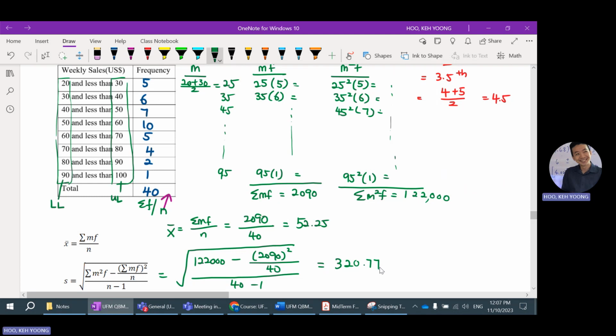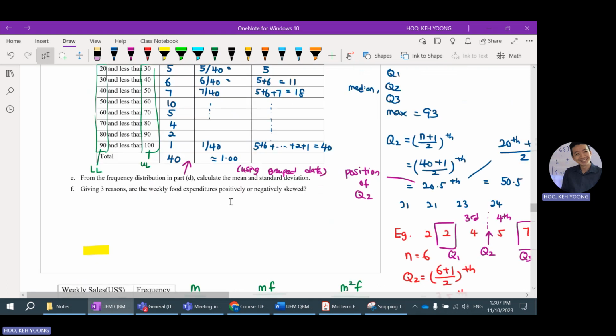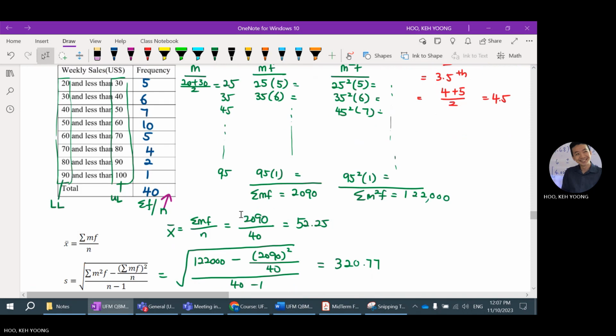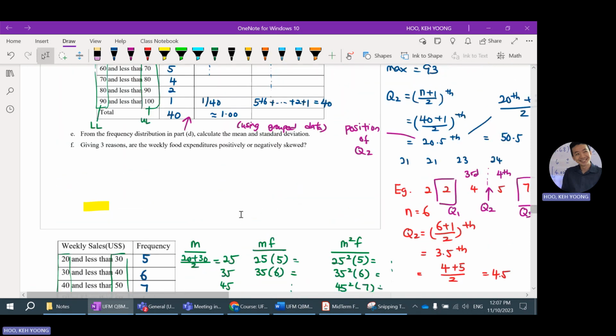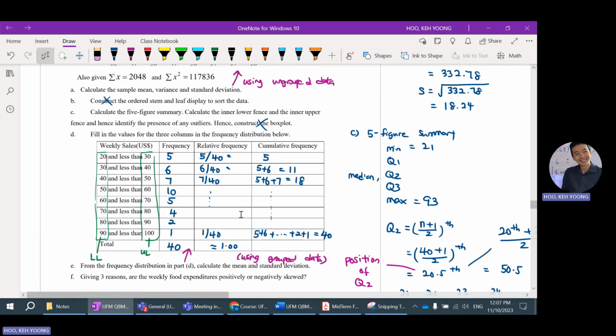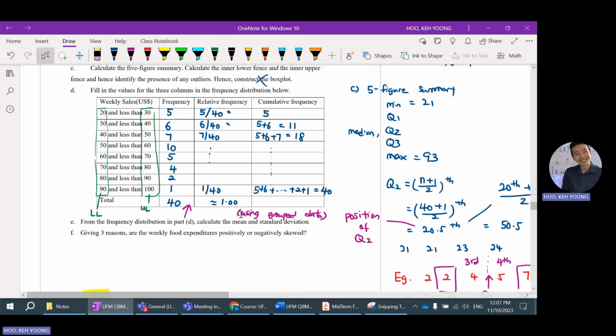Okay, so to comment about the distributions, whether it is positively or negatively skewed, we need the answers for the stem and leaf display and the box plots. Currently, because we don't have it, so corrections again.